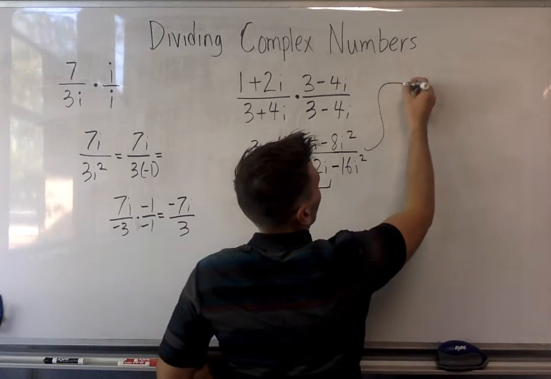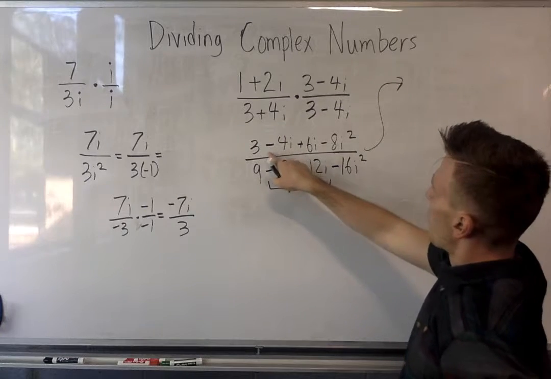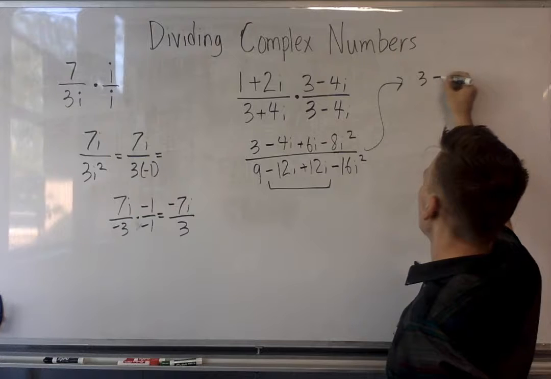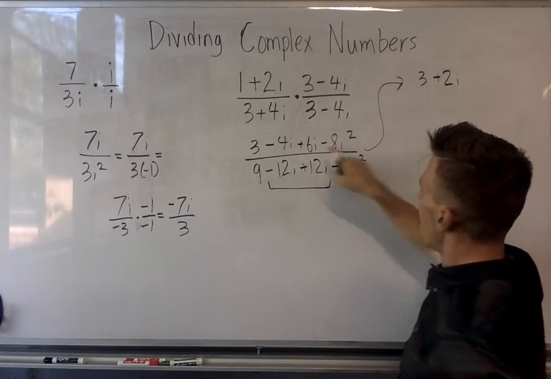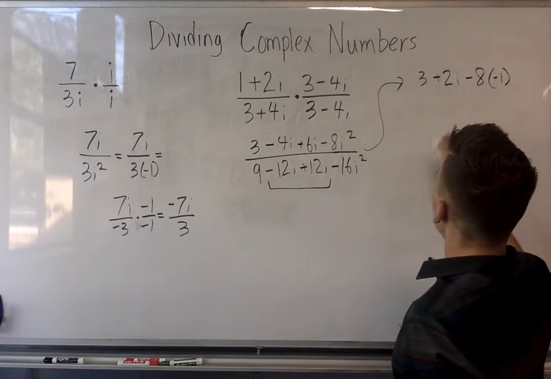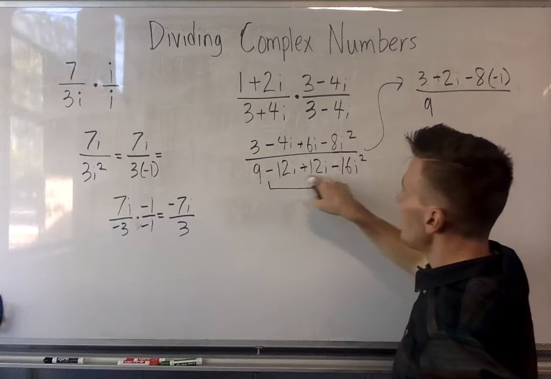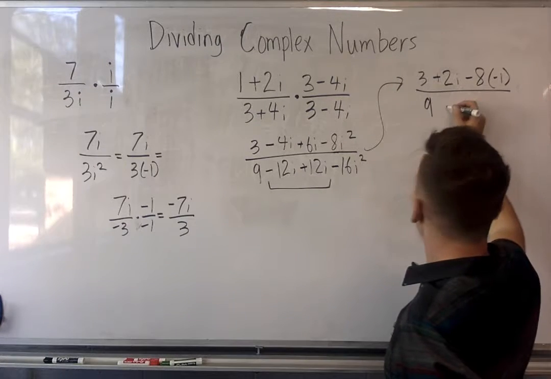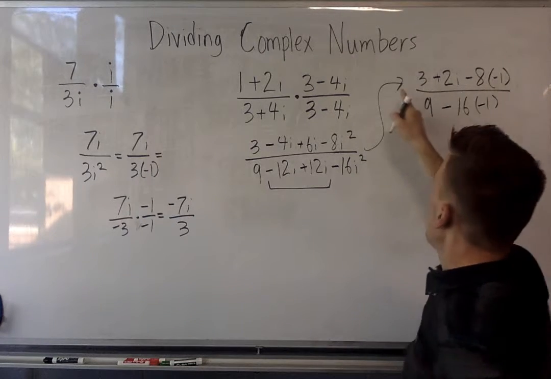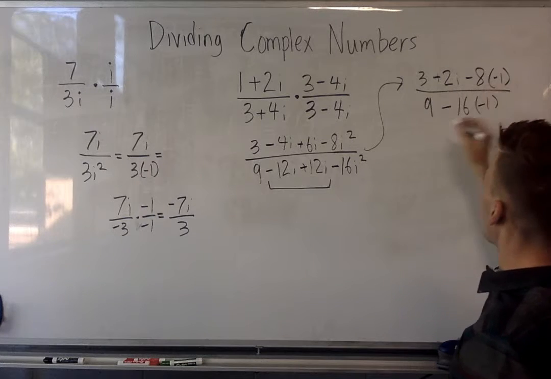So, this fraction can be rewritten as, let's see, 3 minus 4i plus 6i, well that's going to be the same as plus 2i, and then minus 8i squared, but i squared is negative 1. So negative 8 times negative 1, we'll fix that in the next step. And then this becomes 9. These two annihilated one another, came to 0, so it's 9 minus 16i squared. i squared again is negative 1. Then, I'm going to start simplifying even further.